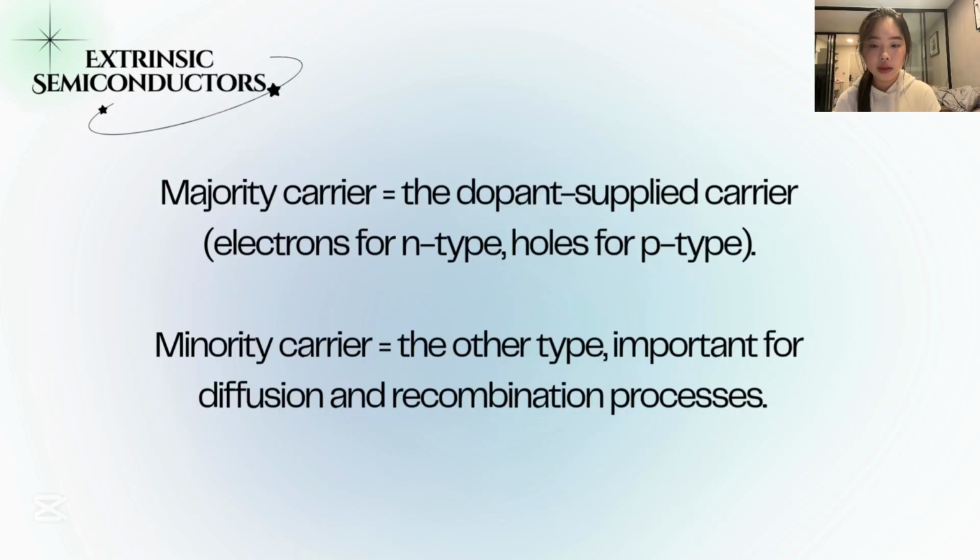The difference between majority carrier and minority carrier is that the majority carrier is the dopant-supplied carrier: electrons for N-type, and holes for P-type. Minority carriers, the other type, are important for diffusion and recombination processes.